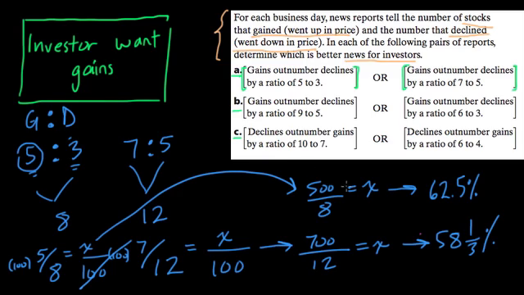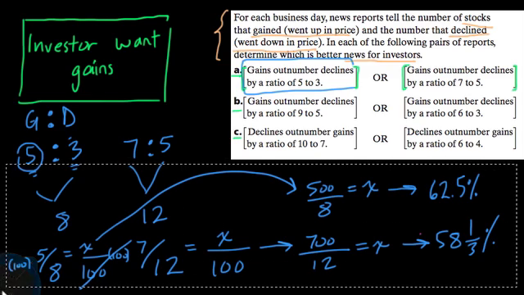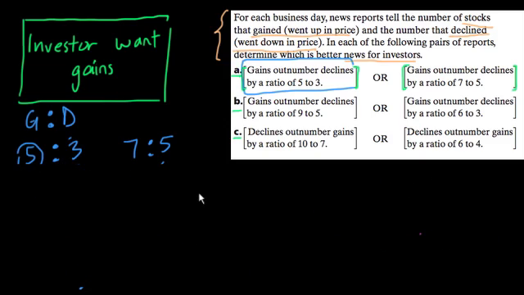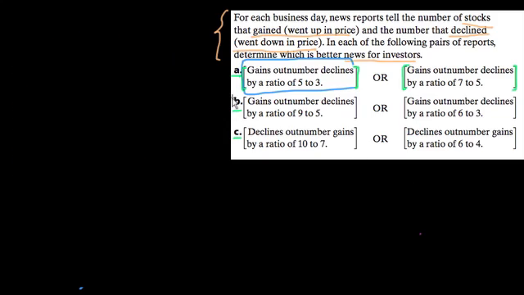So this just means, of course, that it's better to have a ratio of gains to declines of 5 to 3. That's the better situation here. And that was just one way to compare, using percents and proportions. In the next one, we'll use a different technique in part B, just so you can see different ways of solving these problems. So in part B, what does it say?